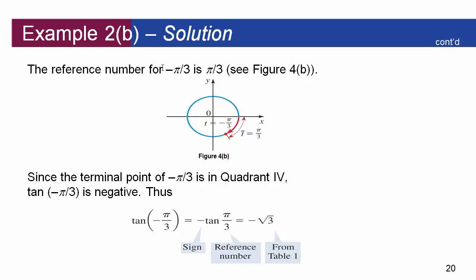What about for negative pi over 3? We're down here at negative pi over 3. We know the reference is pi over 3. We're doing tangent of this one, right? Well, if we're down here, cosine is positive, sine is negative, because we're at a positive x but a negative y. So we know that tangent is going to be negative. If we think about what tangent of pi over 3 is, it's just square root of 3, but the negative makes it negative square root of 3.